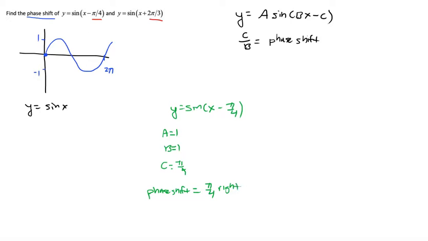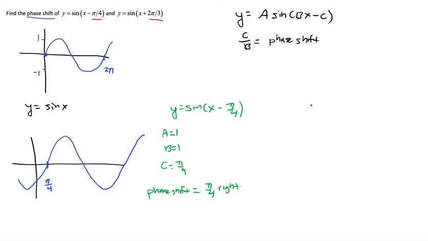Let's think about what that means. Instead of the graph starting at (0, 0), as it does here, we're just going to shift it to the right pi over 4 units, and then that is our graph of sine. So it's going to start here at pi over 4. That's the phase shift, also called the horizontal shift.